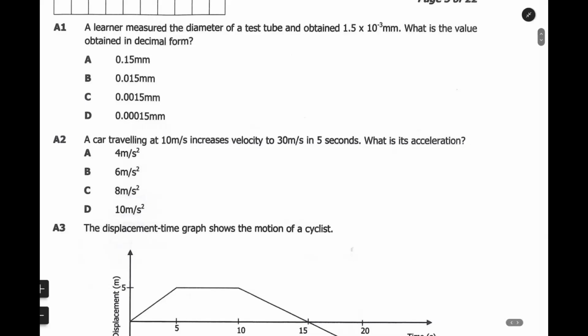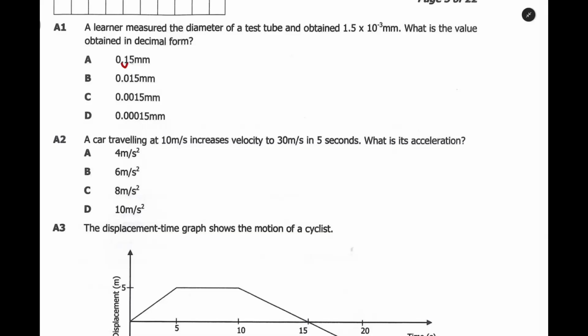So the first question reads, that is A1. Elena measured the diameter of a test tube and obtained 1.5 multiplied 10 negative 5 millimeter. What is the value obtained in decimal form? So, to understand the value in decimal form, look at what was the power. So, the power was negative 3.